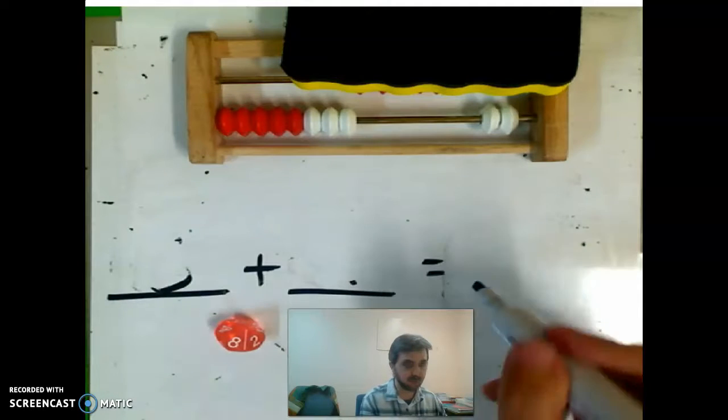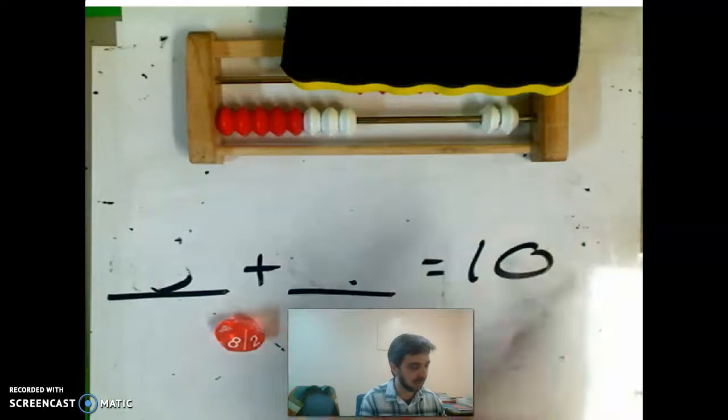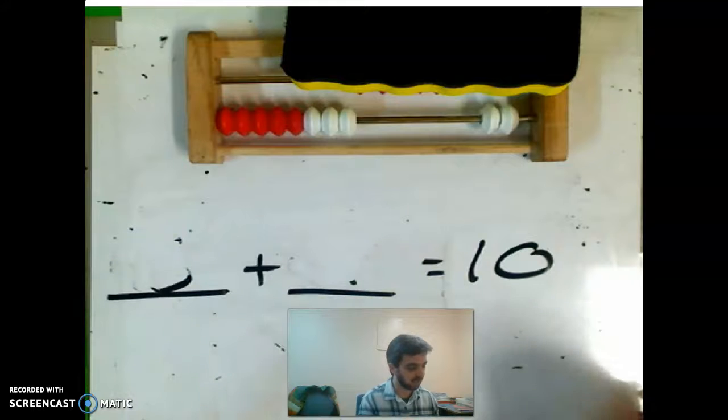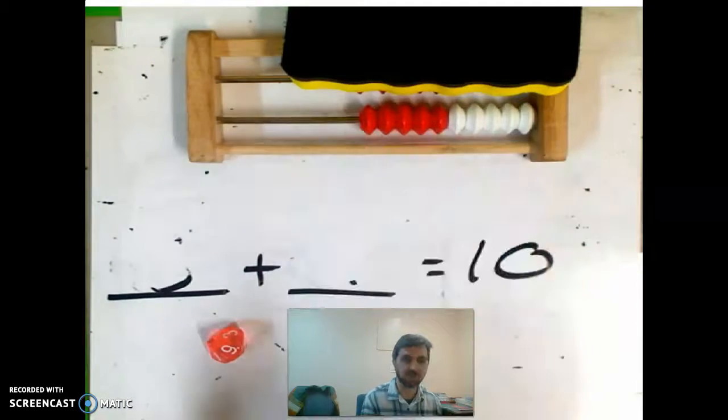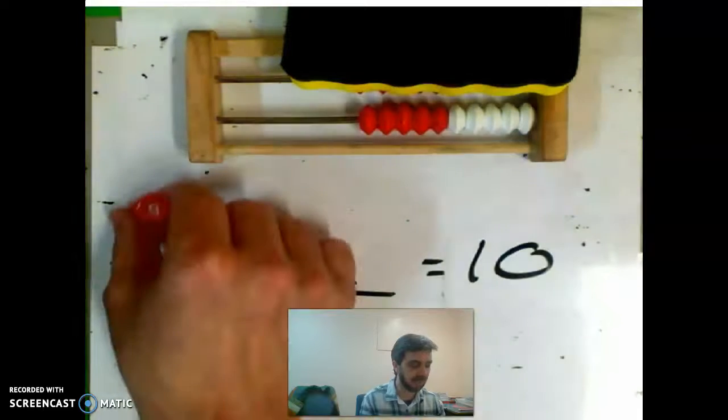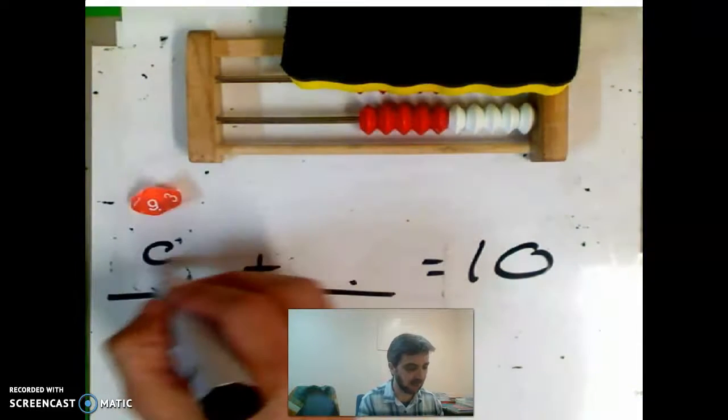So we know it's going to equal 10. Okay, so if I roll my dice, what am I die? Ooh, this time I'm going to roll that. I'm going to push those back. This time I got a 9. Okay, so I'm going to write down 9.